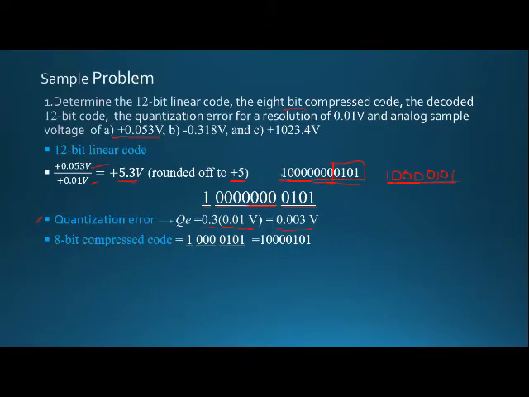Next, after getting the 8-bit compressed code, we are asked to decode that into a 12-bit code. So from this, we have to return it into its 12-bit code. Copy the sign bit; even in compression or expansion, always copy the sign bit. Next, since we are dealing with expansion, 7 minus this segment 0 is still 7, so we have to add 7 trailing zeros. In expansion, we don't need to convert this number into a binary code. We just have to add how many trailing zeros: 2, 4, 6, and 7.